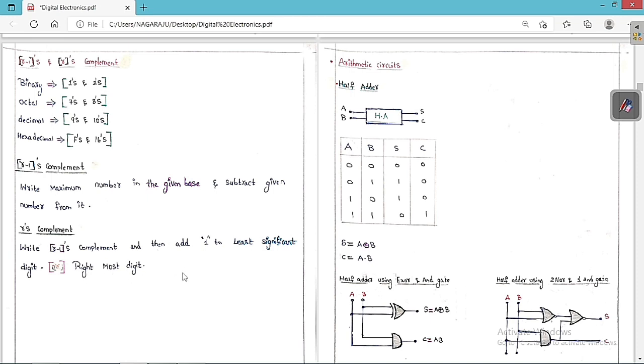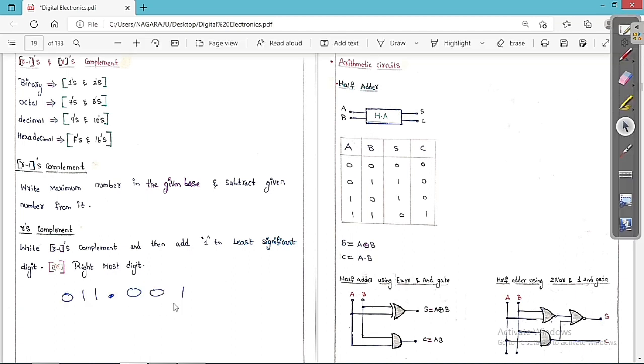Rightmost digit means, I already told you one important point. Now you can see clearly here. Suppose it's a small example, there is a number like this: 011.001. Now we can say the least significant digit, or the rightmost digit, is the last 1. So for this number we have to add plus 1.